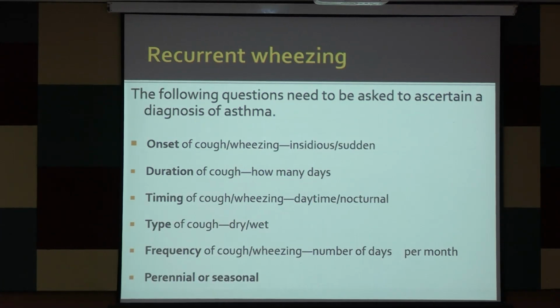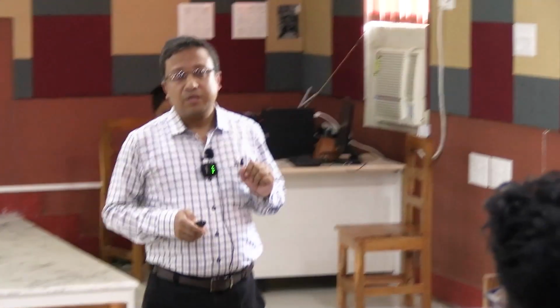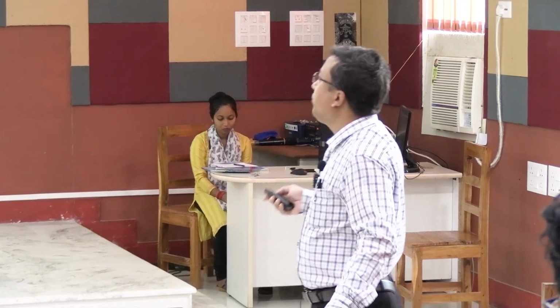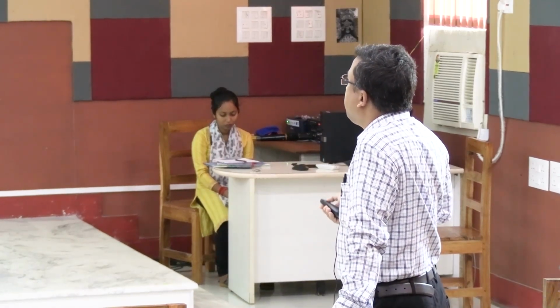So if the child is coming with recurrent wheezing, how will you approach whether it is a case of asthma or not? Remember that every child who is wheezing does not have asthma. All that wheezes is not asthma. How can we differentiate? By asking questions, that is, onset of cough or wheezing: is it insidious onset or sudden onset? If there is sudden onset of cough and wheezing, that indicates what? Any foreign body.